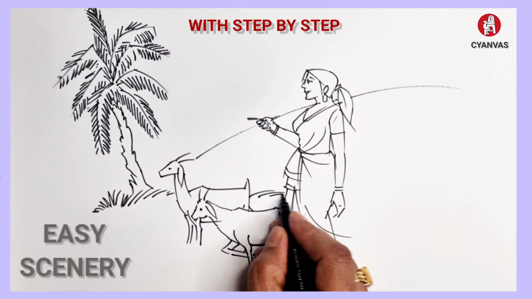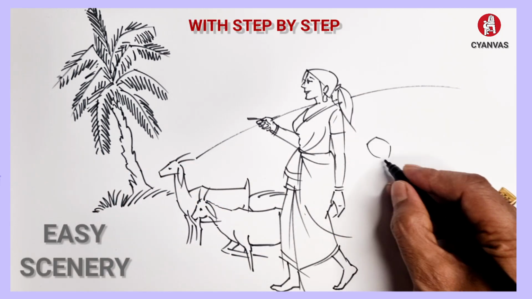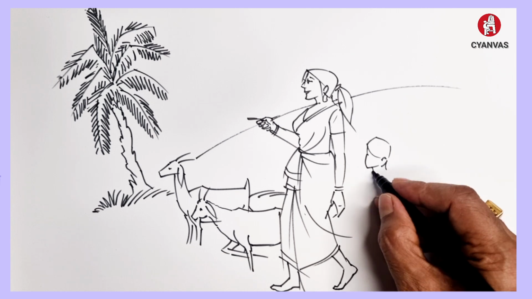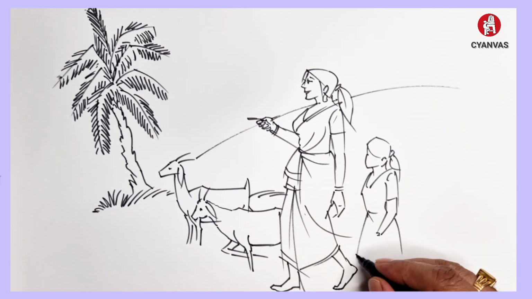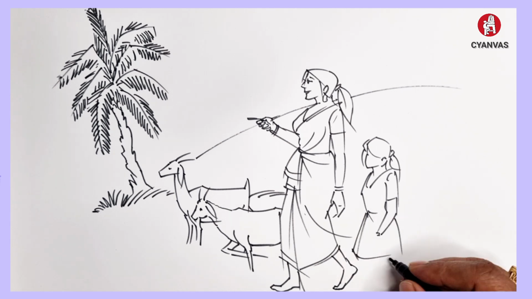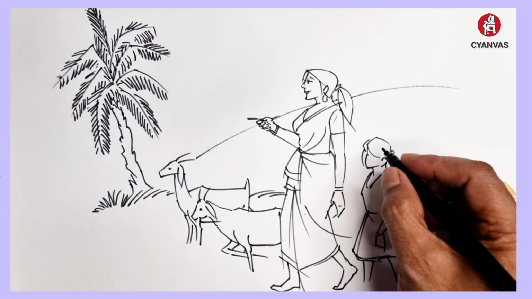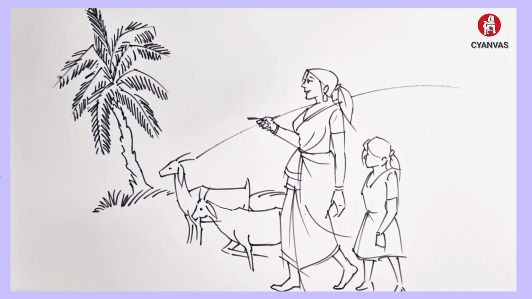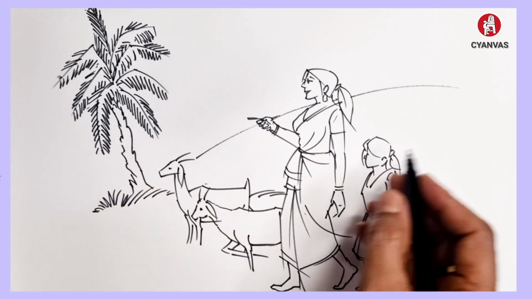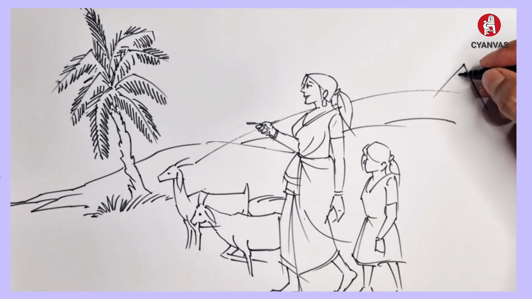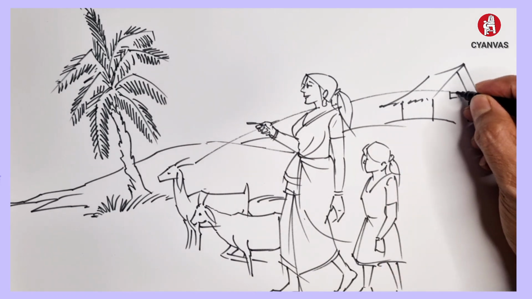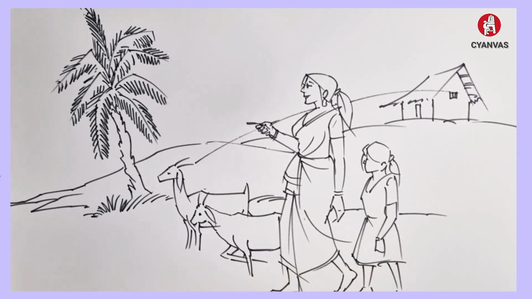So now, here we will draw another girl. Of our own. Tell me. Of our own. The small girl. Now we have to draw the background also.